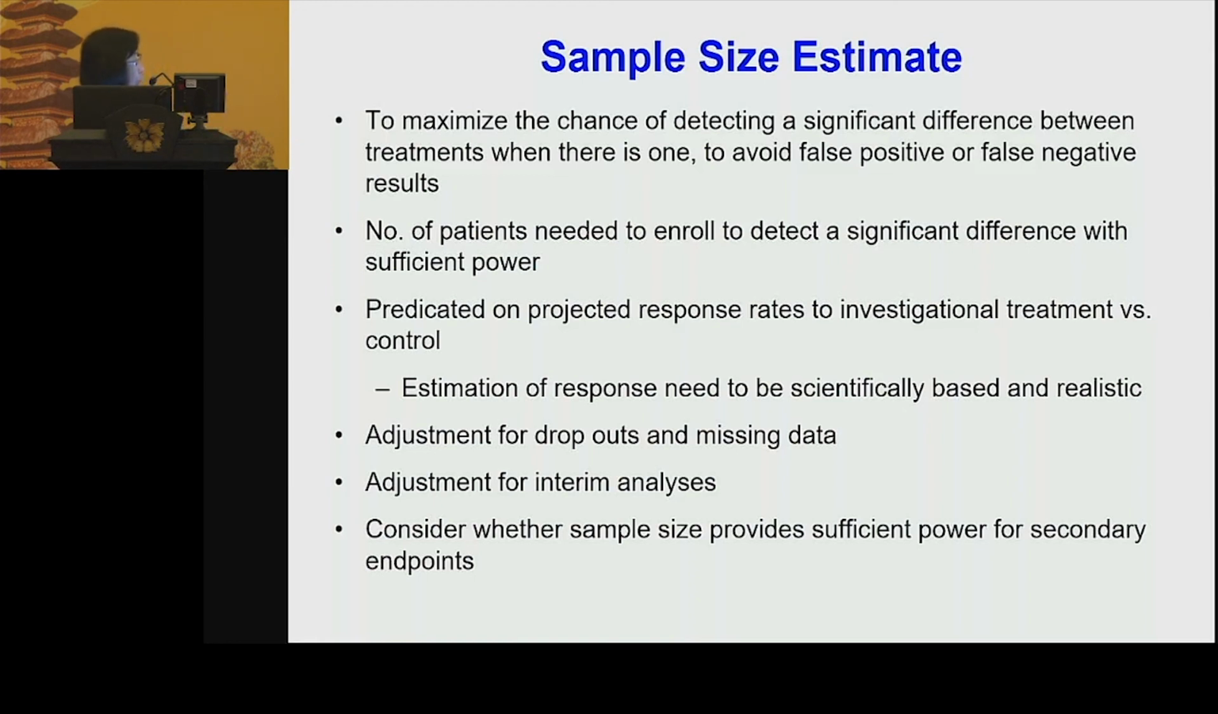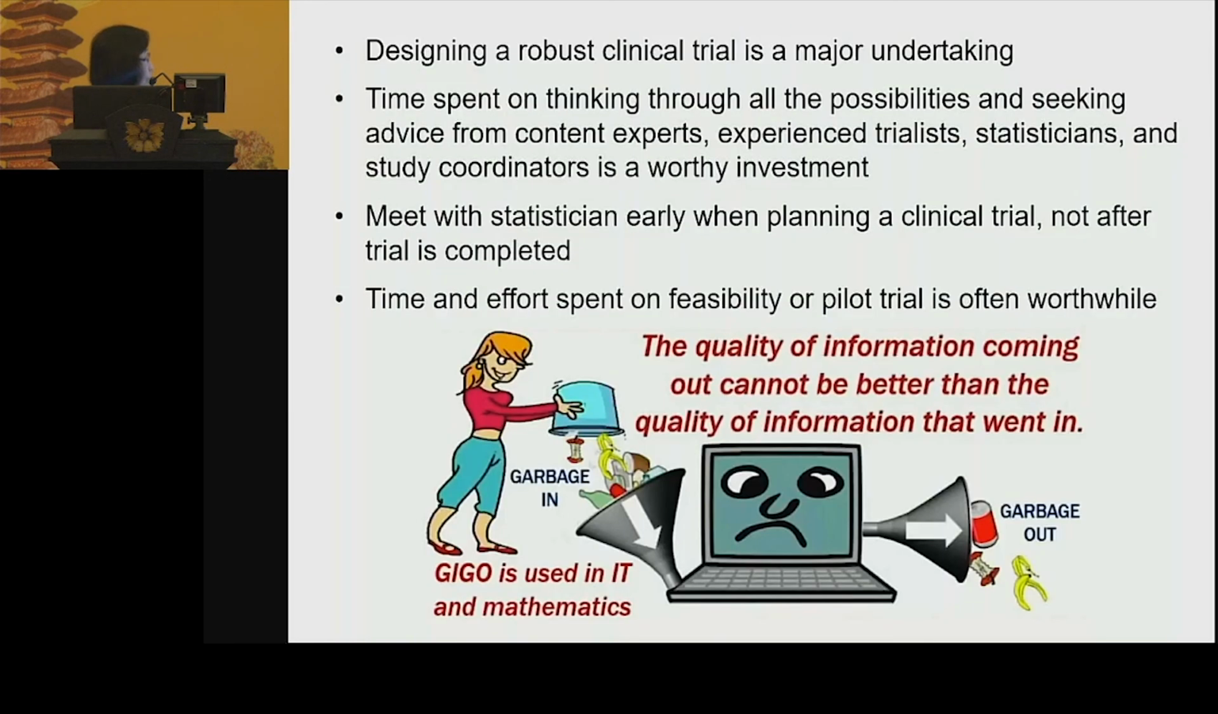So think about all these things. Patient dropout. Am I going to lose 5% of patients or 10% of patients? You account for that and add it to the sample size estimate as to how many patients you need to enroll. You also have to think about secondary endpoints, because if you intend to do subgroup analysis, you have to determine whether your ultimate sample size would allow you to do subgroup analysis.